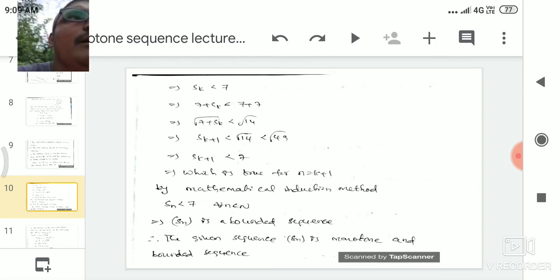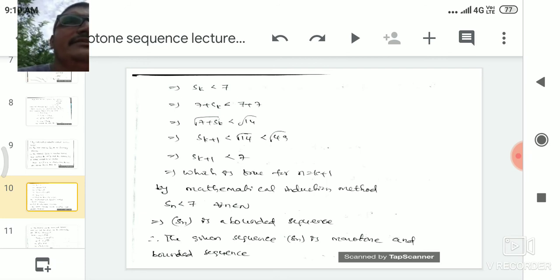The last term of the sequence is called the limit of the sequence. After that we will find the limit point. But here the first term of the sequence is the lower bound and 7 is the upper bound of the sequence. So whenever a sequence has a lower bound and an upper bound, then the sequence is called a bounded sequence. So here the given sequence Sn is a bounded sequence.